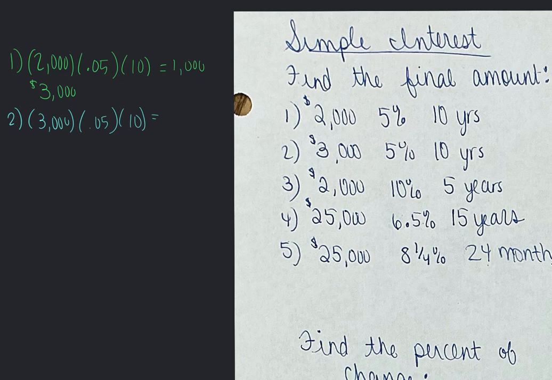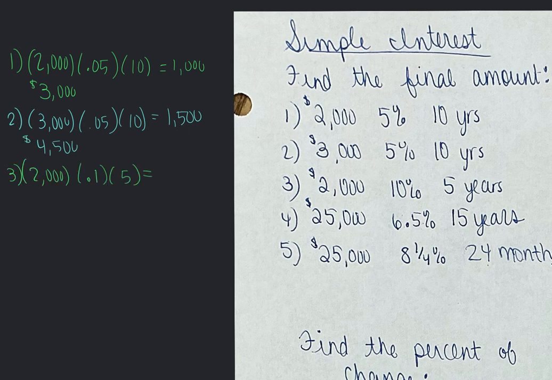For number 2, you should have typed in 3,000 times 0.05 times 10. That gives us an interest of $1,500. Add that back to the 3,000, and our final answer is $4,500.